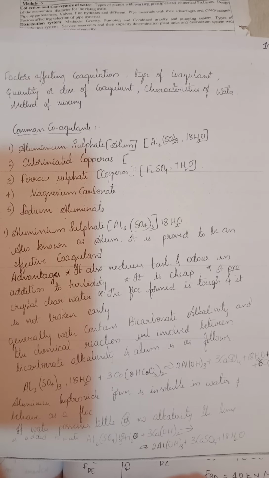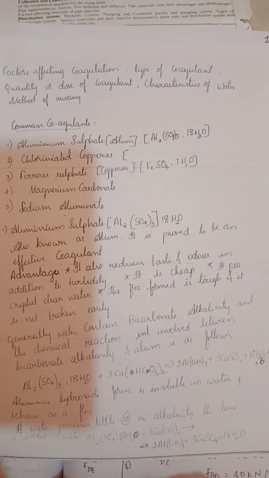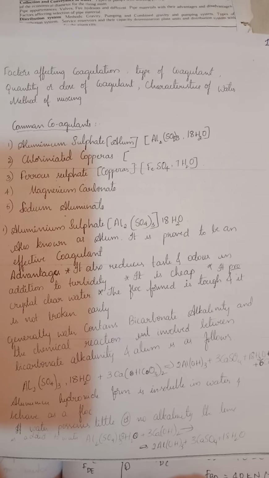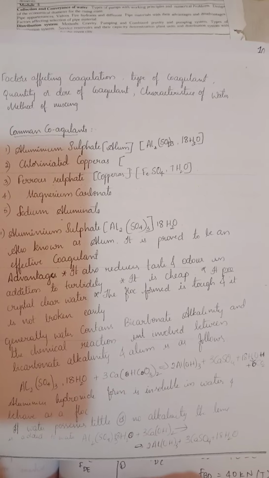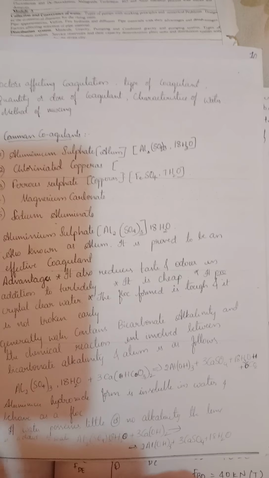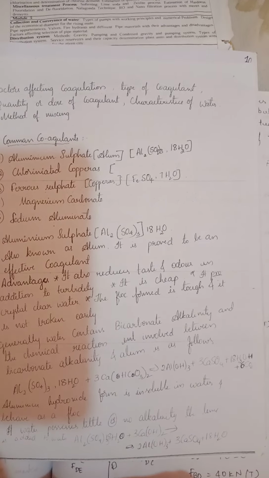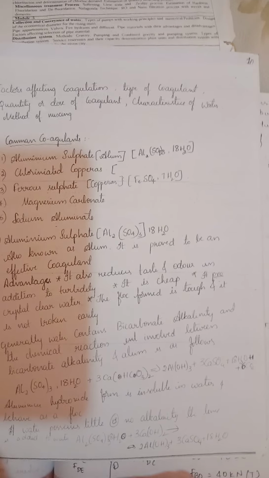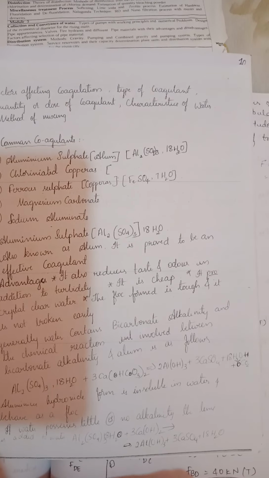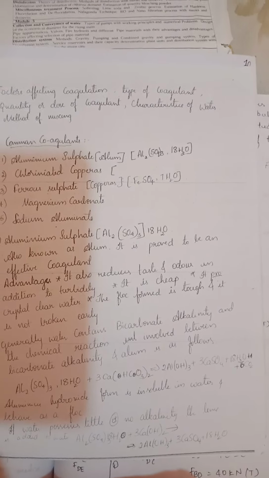When this alum is added to water, the water which contains hardness, that is calcium bicarbonate, gets mixed with the alum and forms Al(OH)3 plus CaSO4, calcium sulfate, and 18H2O, and carbon dioxide is released.